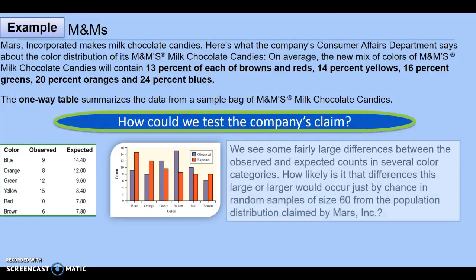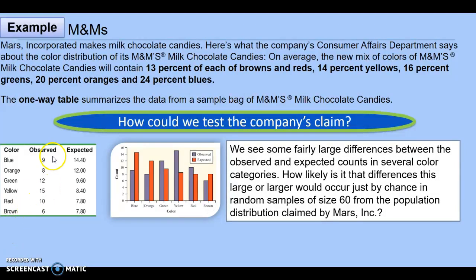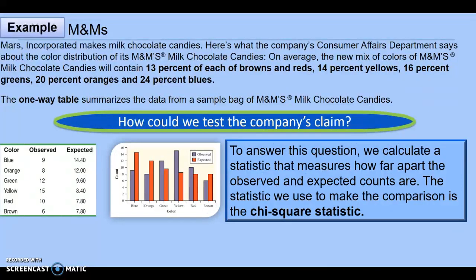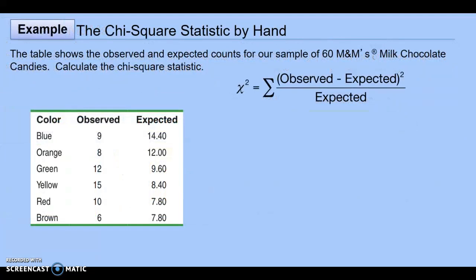We have a table that breaks down our observed and our expected count. So observed is like your sample, what we have, versus the expected, which is what we talked about calculating. Here you can look at a side-by-side bar graph, and then we decide clearly there are some differences between our observed and expected. So actually what we're going to look at is what's called a chi-square test statistic. And what this is going to do, it's going to tell you how far apart your observed and expected counts are.